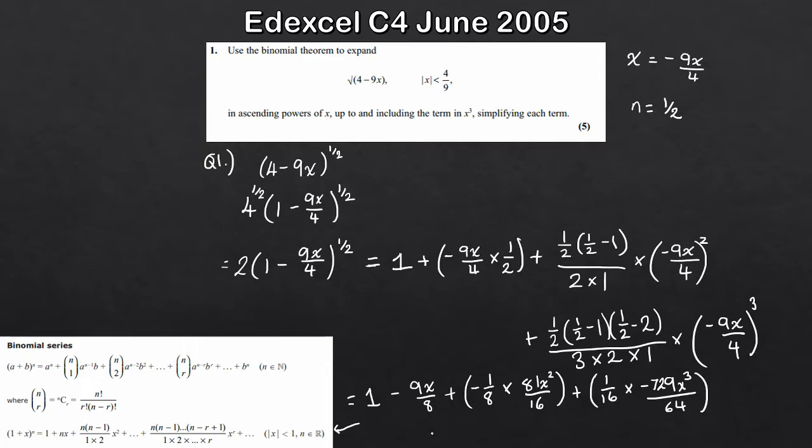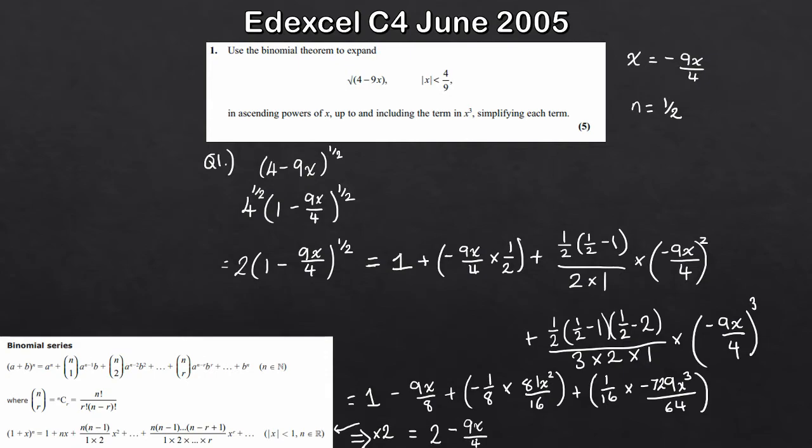Okay. Now this full expression here, we need to times it by 2. So if you times everything by 2 here, so times through by 2, what does that give you? Well, 1 times 2 is 2. Minus 9x over 8 times by 2. Well, that'll just give me minus 9x over 4.